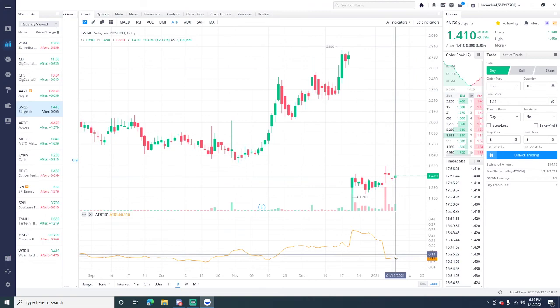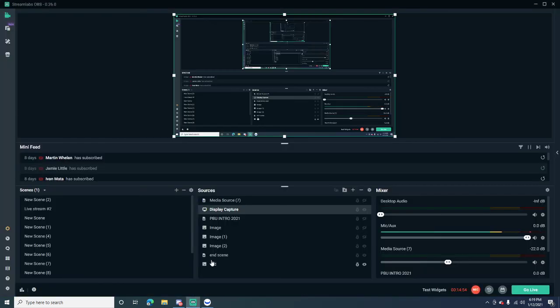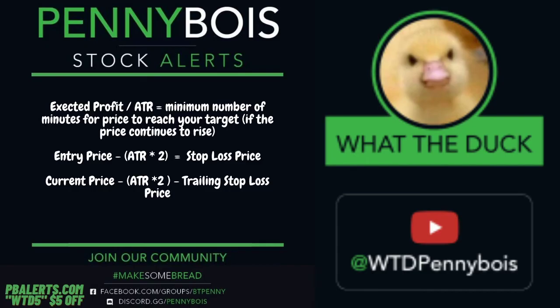And I'm going to show you all how to use this alongside other indicators that were also invented by Welles Wilder. So this one, the ATR, is very similar to the standard deviation indicator.